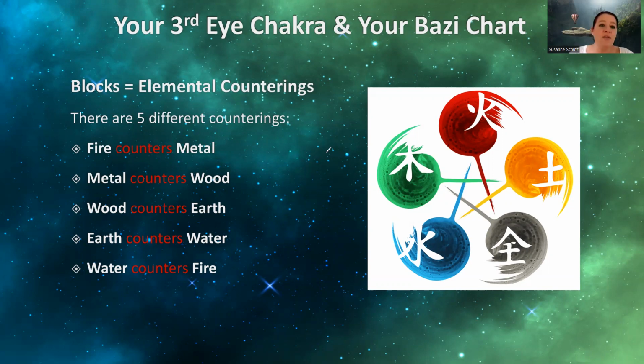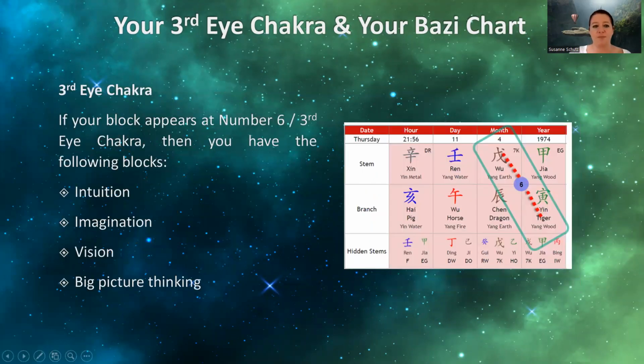And if there's any other elemental combination or relationship, there's no block present. There's only five possibilities, and these are the ones indicated here on the slide. Now, what does this actually affect? What does this mean if you have a third eye chakra block?